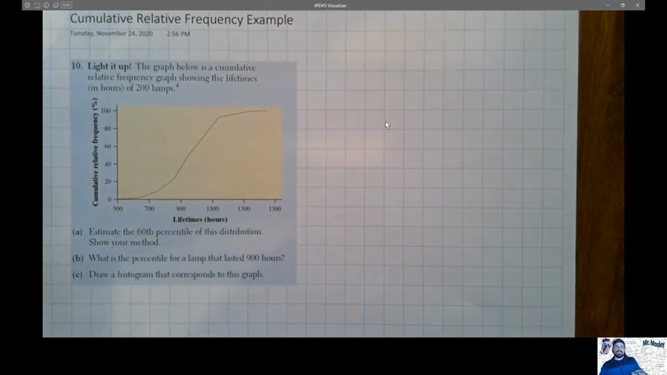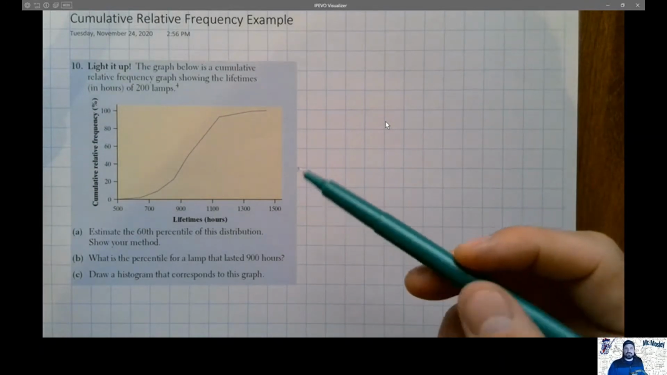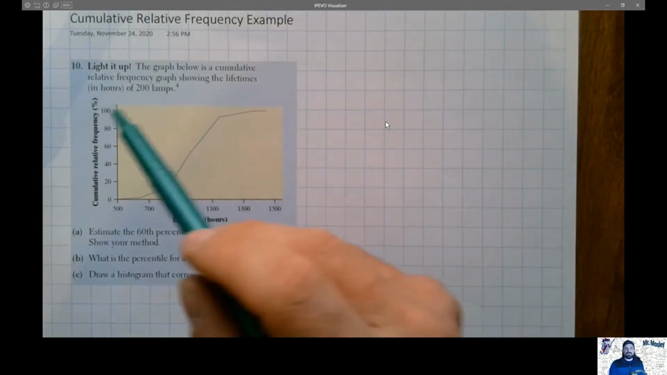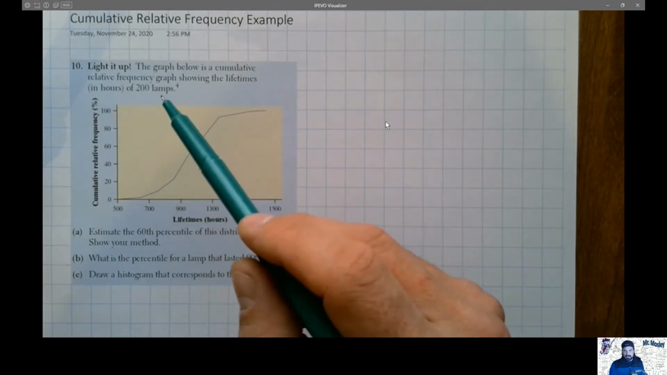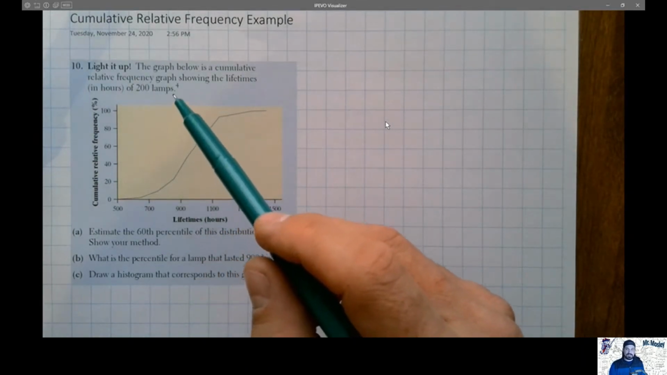All right, so today we're going to be looking at how to use a cumulative relative frequency graph to answer some questions about percentiles and proportions. So this is the example we're going to use. We've got this cumulative relative frequency graph here. The graph below is a cumulative relative frequency graph showing the lifetimes in hours of 200 lamps. Think of it as light bulbs.